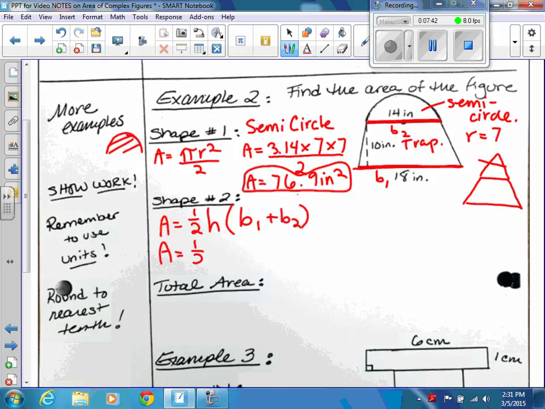So now I plug in my numbers. Area equals half times the height, which was 10. The base 1, I called 18. And, oops, I'm not multiplying it, I'm adding it. Okay, so I'm going to add B2, which is 14. All right, and then when I do that math, I get area equals half of 10 times 32. Oh, excuse me.